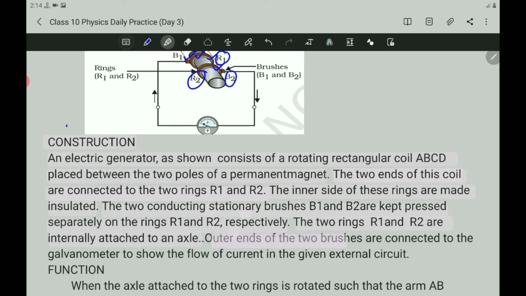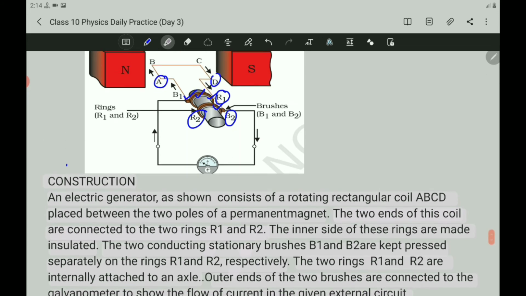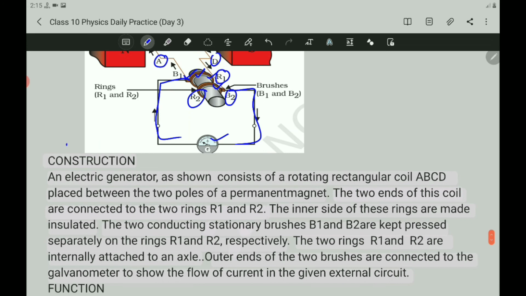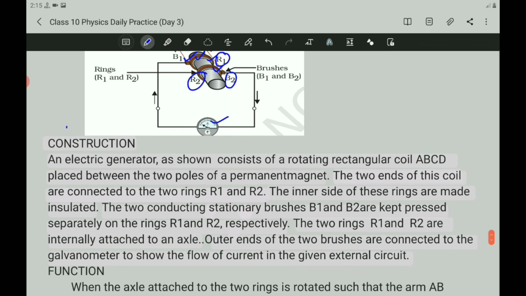The outer ends of the two brushes are connected to the galvanometer to show the flow of current in the given external circuit. You know that a galvanometer is a device to detect the flow of electric current, even a small amount of current. That is about the construction.